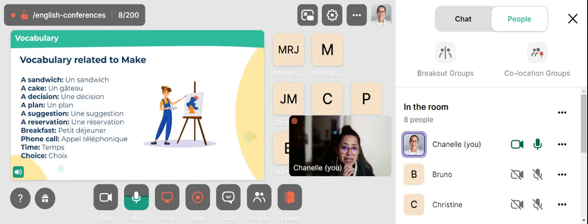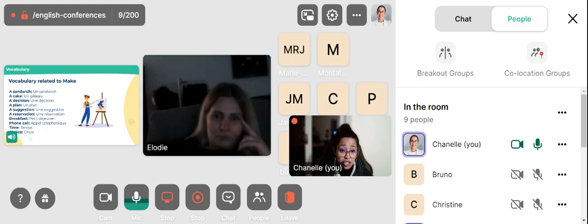Alors, we are now starting with the verb make. So we know that do is like an activity or a task. So make is when we create something and there is a product at the end. Par exemple, I make a sandwich. I make a cake. I make a decision. I make a plan. I make a suggestion.